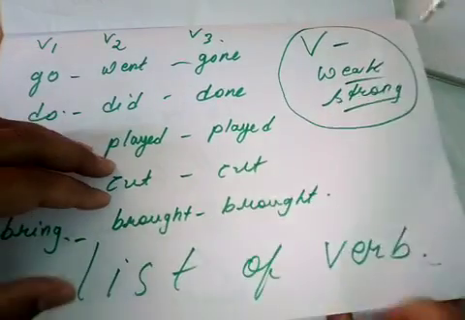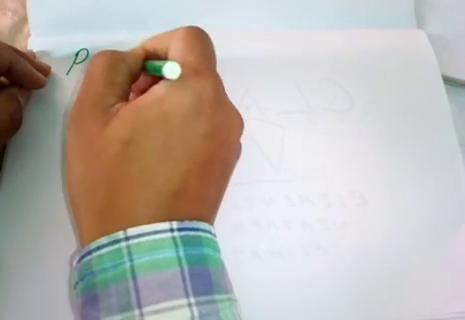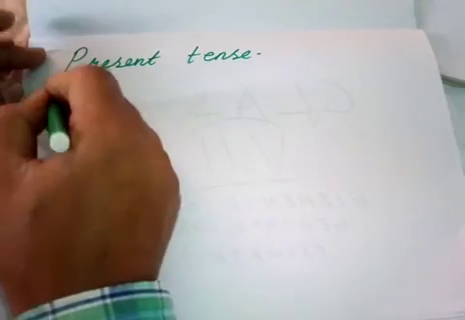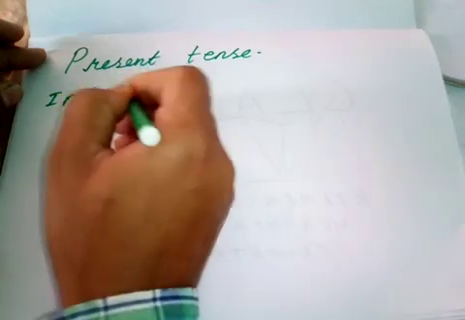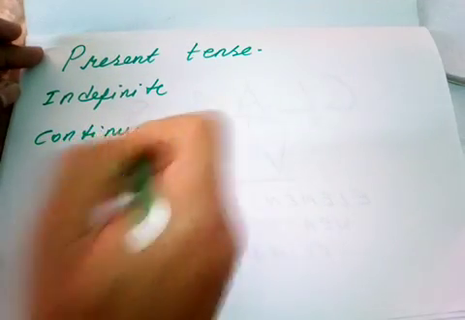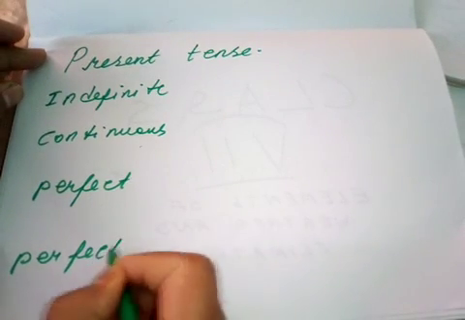So let's start to define the verb properly and also the tense. The verb needs to be defined in tense. In present tense, that I have already mentioned, there are indefinite, continuous, perfect, and perfect continuous.